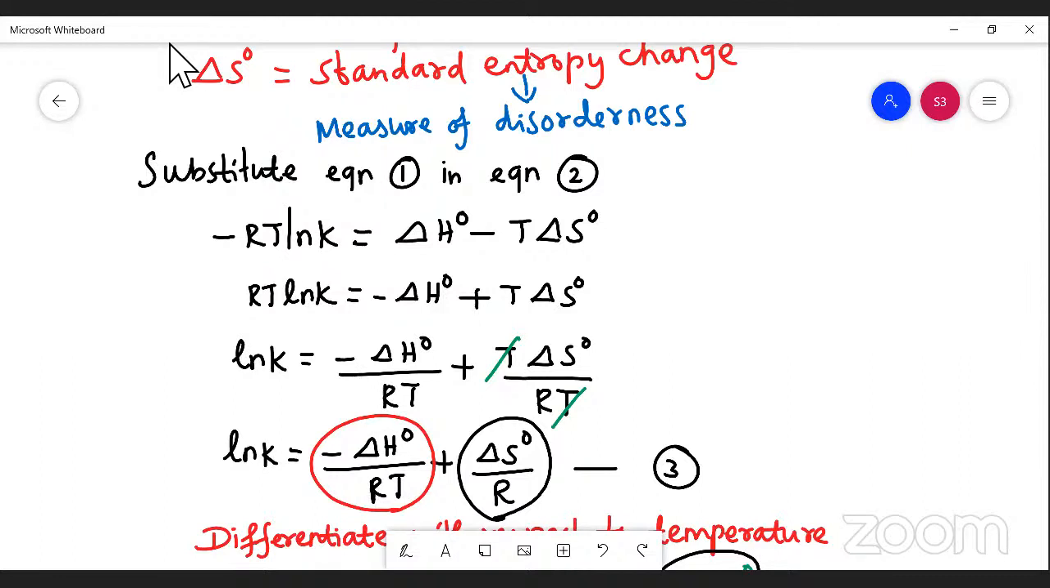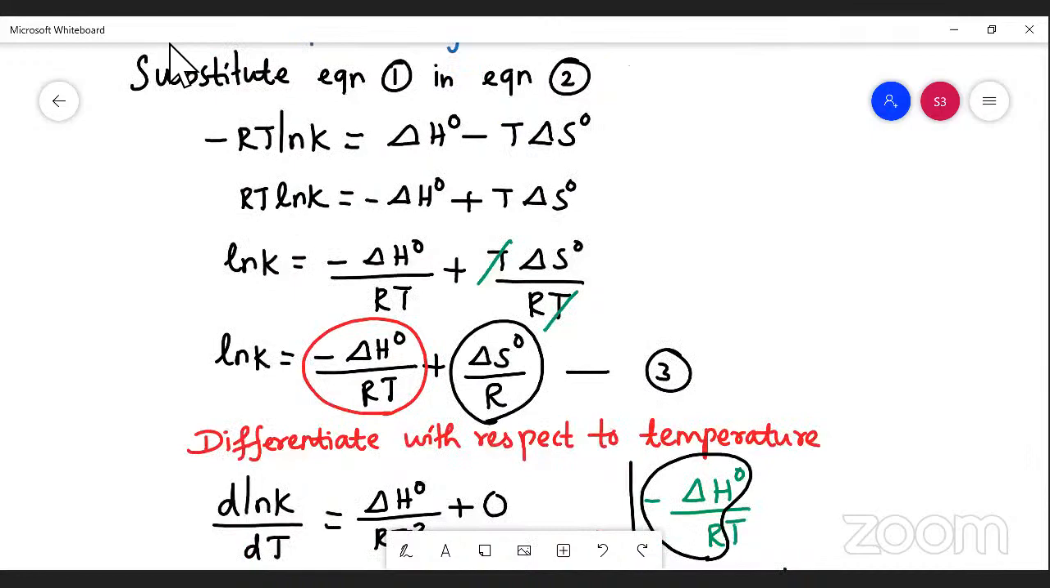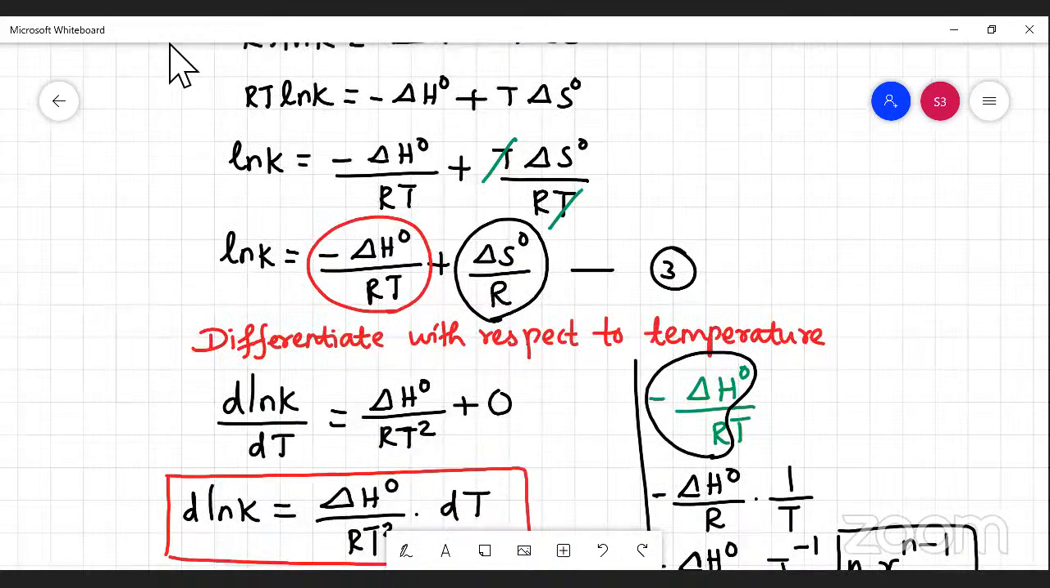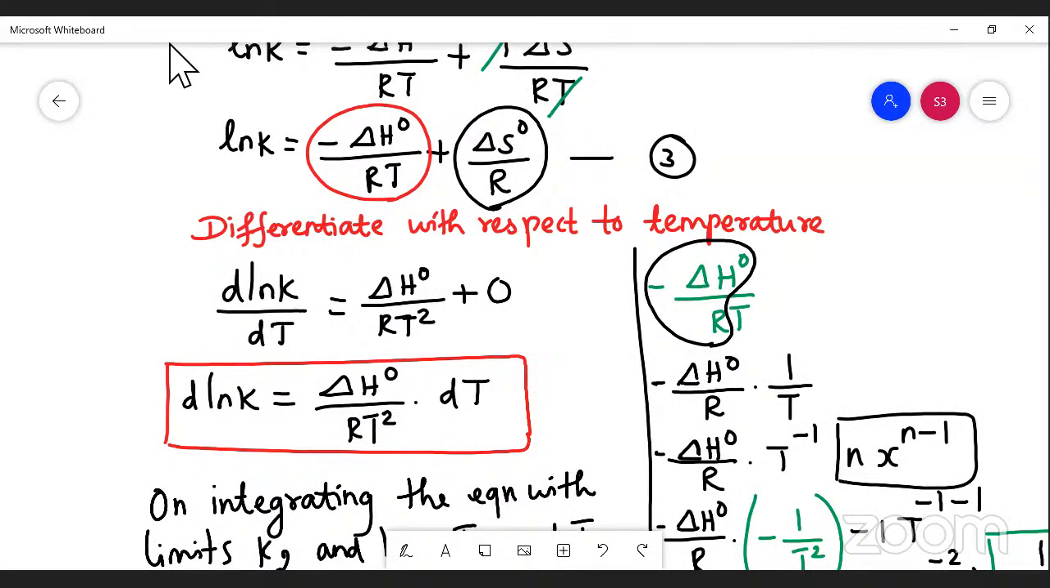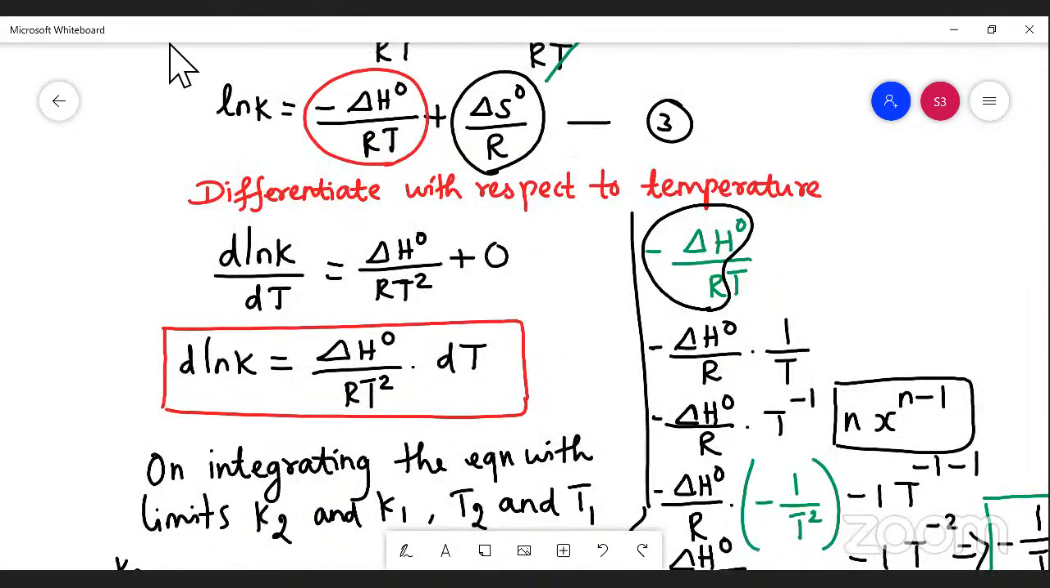And the same equation, we differentiate with respect to temperature. The term minus del H naught divided by RT consists of a temperature, so we can differentiate that term. But del S naught divided by R does not have a temperature term, so there is no differentiation. That value should be considered as 0.